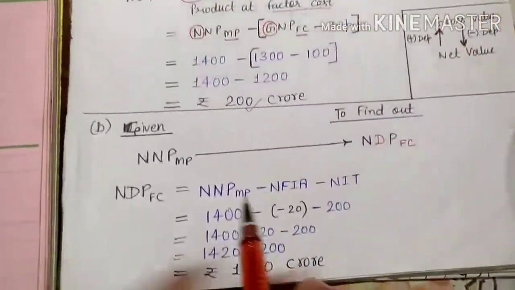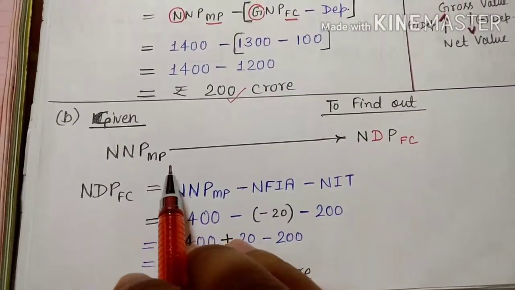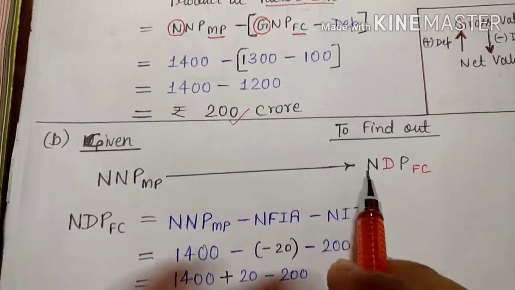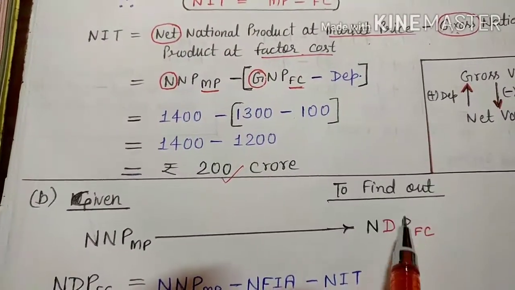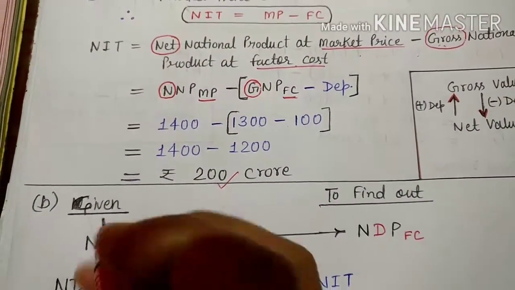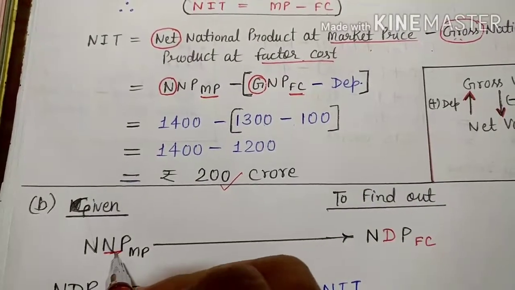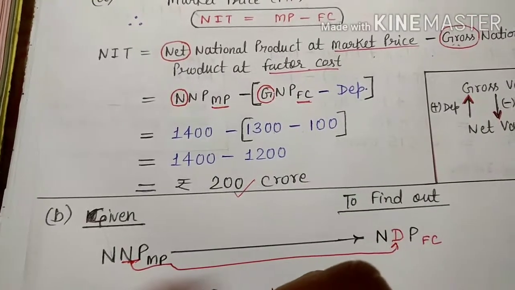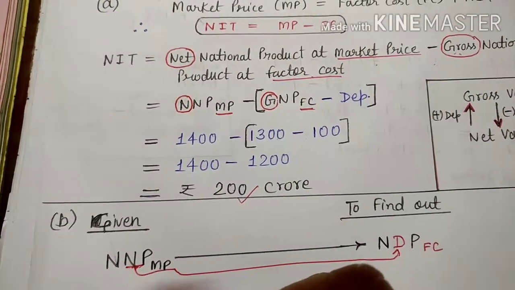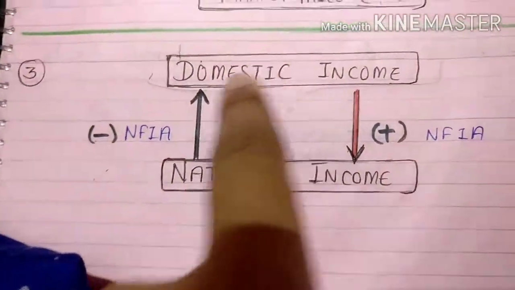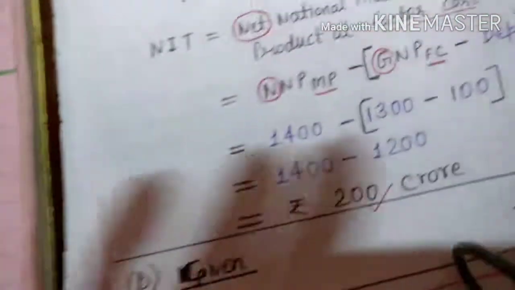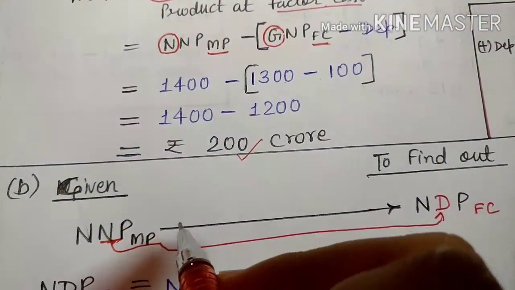Just check here. We were given NNP at MP, and we need to convert it into NDP at FC. First, we have to convert N into D, which means we need to convert national to domestic. What do we need to do? We have to subtract NFIA. So minus NFIA.